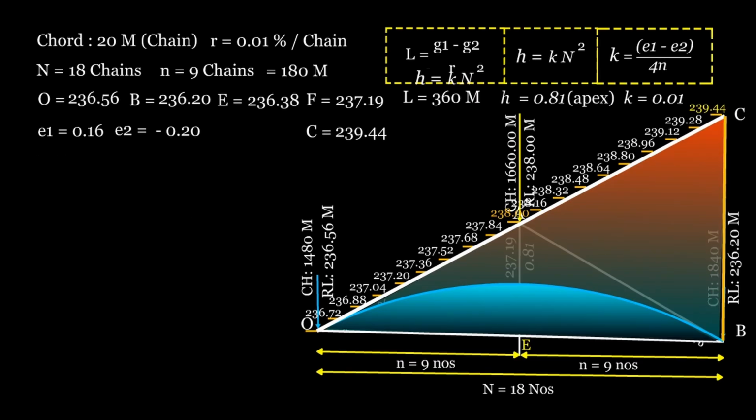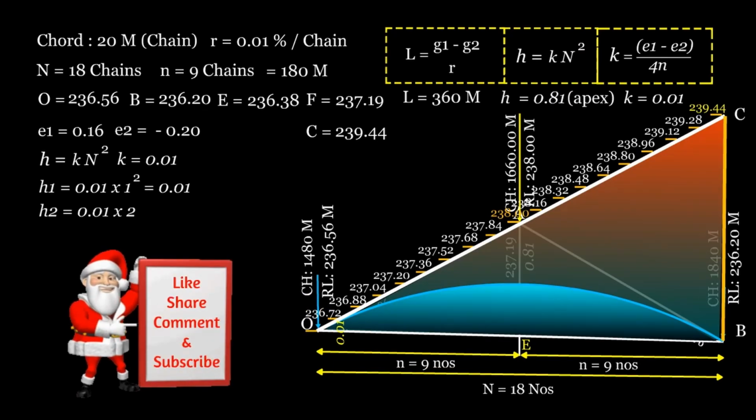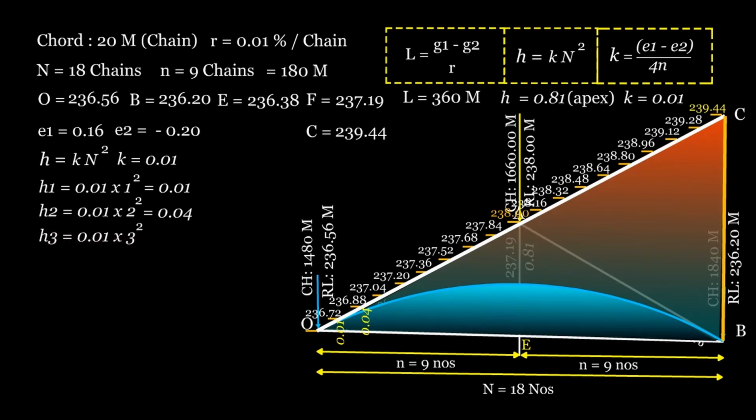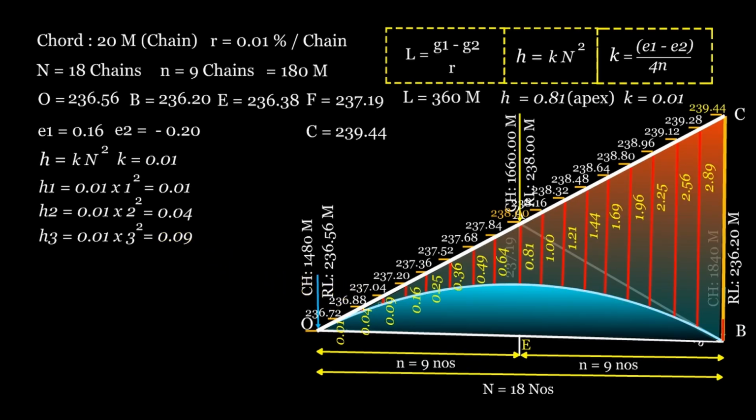Tangent correction, that is, H. Tangent correction for the first peg. H equals 0.01 times 1 squared, which equals 0.01 meters. Tangent correction for the second peg. H equals 0.01 times 2 squared, which equals 0.04 meters. Tangent correction for the third peg. H equals 0.01 times 3 squared, which equals 0.09 meters. Repeat the same process for all pegs until the 18th peg.